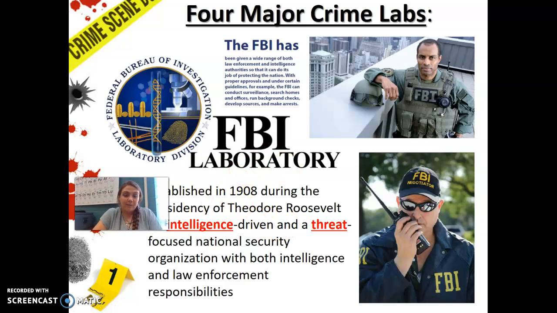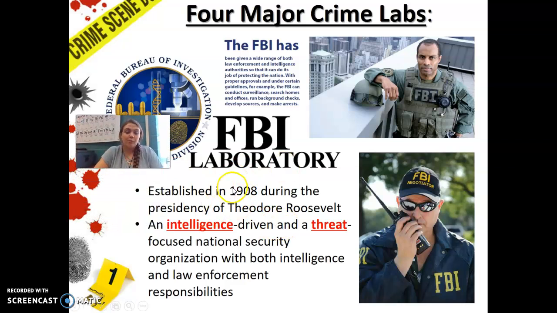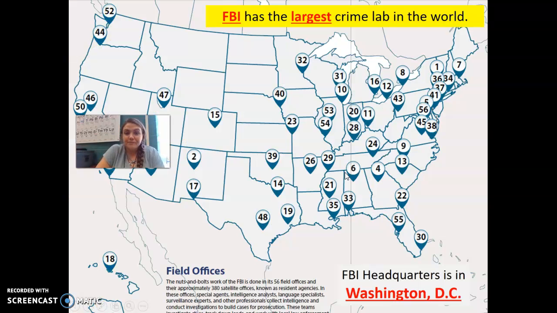The FBI was established in 1908 during the presidency of Theodore Roosevelt. Basically, they are national security, so they only handle national cases. If anything is not in one general location, like a drug ring that is across states, that becomes a national problem now. It's not just in your city. So they will come and take over that case.